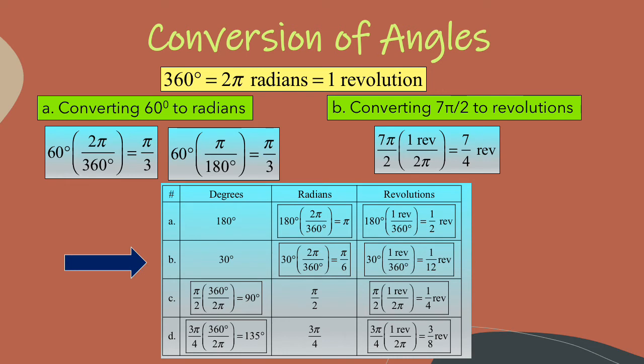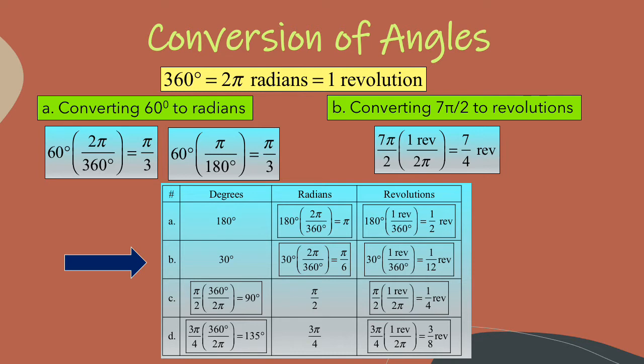In B, we have 30 degrees. To convert that to radians, we multiply it by 2 pi over 360 degrees, and we get pi over 6 radians. To convert 30 degrees to revolutions, we multiply it by 1 revolution over 360 degrees, and we get 1/12 of a revolution.